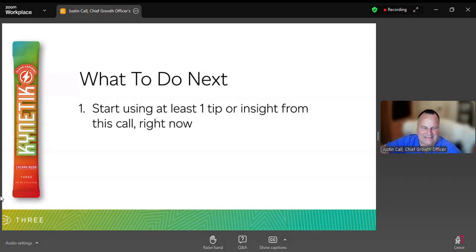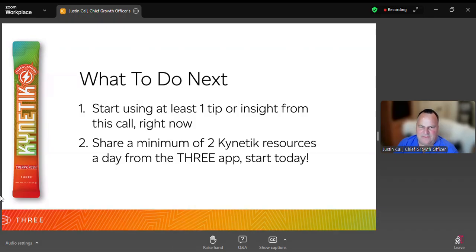And the second thing is an easy task that I'm going to challenge everybody to do. And that is in your 3 app, share a minimum of 2 Kynetic resources a day from the 3 app. Start today. Yeah, it's later in some parts, but it's only 2. The cool thing about this is, you heard me talk earlier, the path is all math. So if you do 2 a day, after a month, you've shared 60 resources about Kynetic or whatever else with 3 from the app. And if you have a team of 10 and they do it, you've shared 660 pieces of collateral from the app to people. And then you can do that over time.